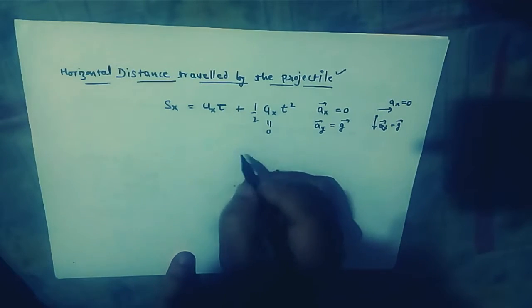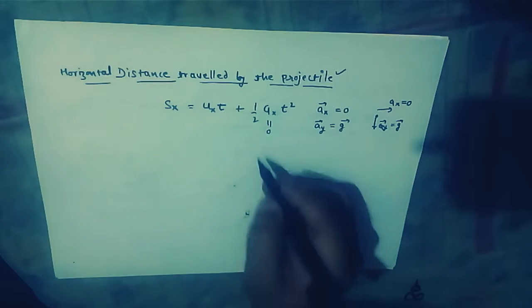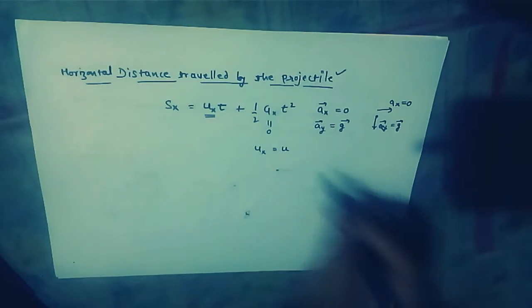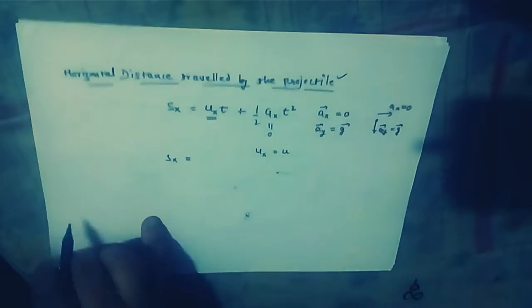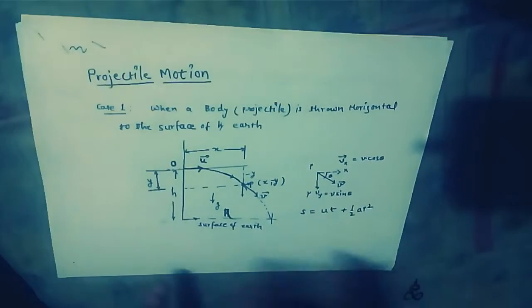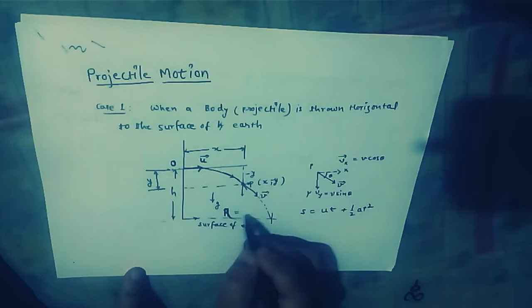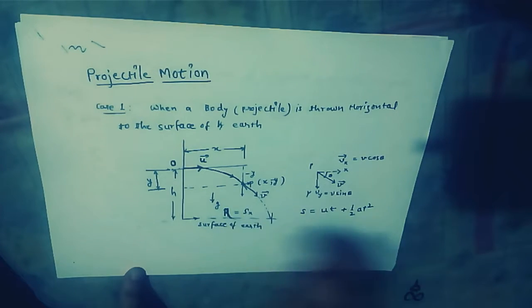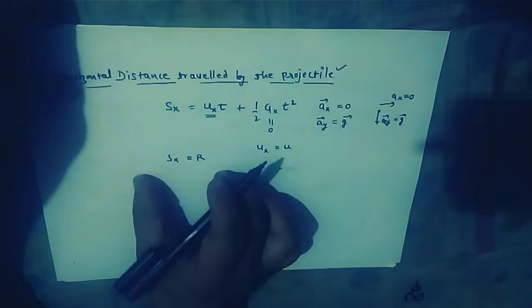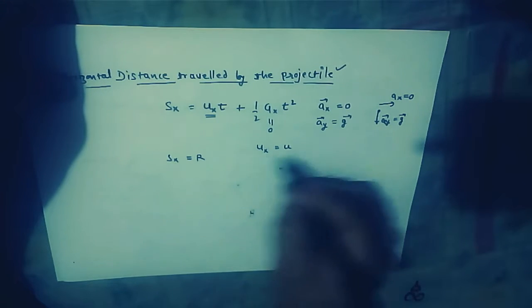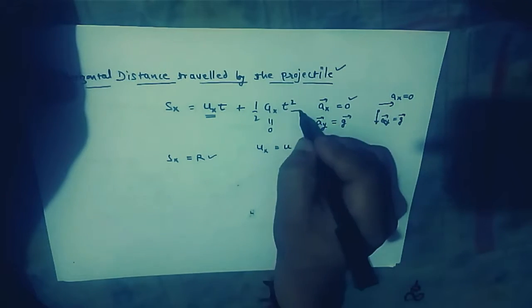And what is the velocity along the x-axis? The velocity along the x-axis is ux, the initial velocity, which was u earlier, we already know it. So sx, which previously we said is the distance along the x-axis, here is r. So you can put these values, ux, r and ax, in equation number 1.